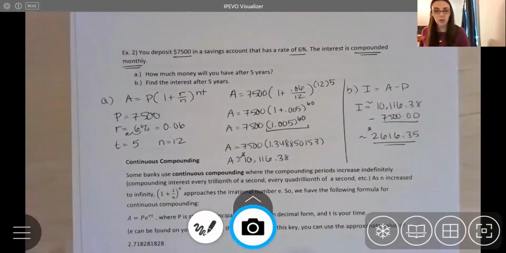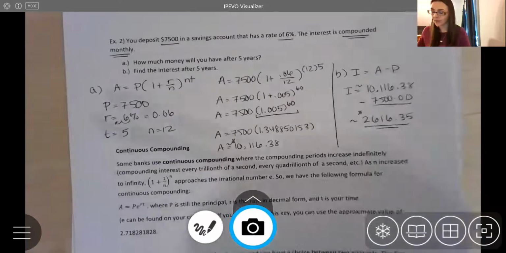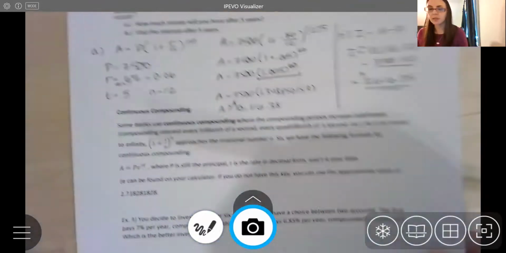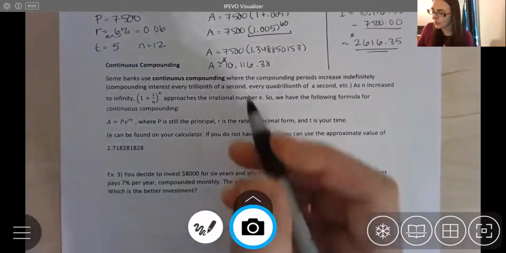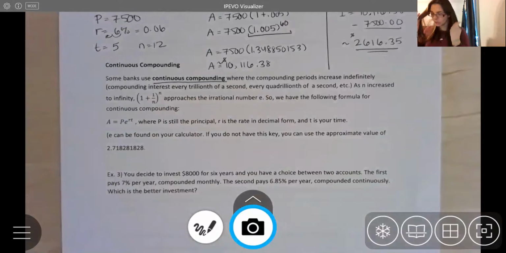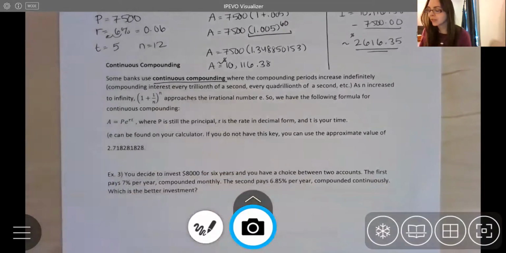Now, there is actually a way to do something called continuous compounding. And there are some institutions that do continuous compounding. This occurs when the compounding periods increase indefinitely. So you're compounding interest every trillionth of a second, every quadrillionth of a second, etc. You're continuously calculating interest.